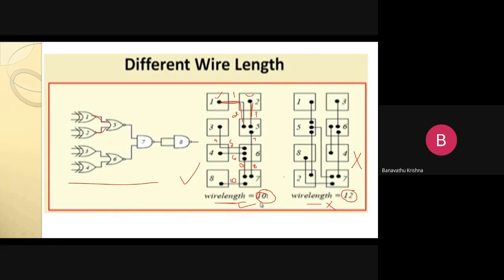Suppose I want to arrange the blocks in this way. The wire length is 10. Suppose, let us see here, 1 and 2, but in this case the side by side modules are 1 and 3. 2 is located here, 1 is located here, 3 is located here. But here in this case 1, 2, 3 here. So in this way the wire length is 10, but here 1, 3, here 1, 2. So in this way the wire length is 12.